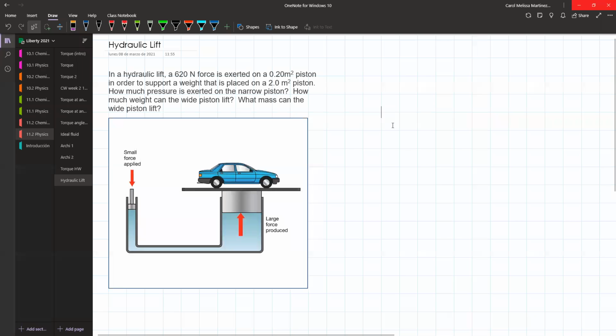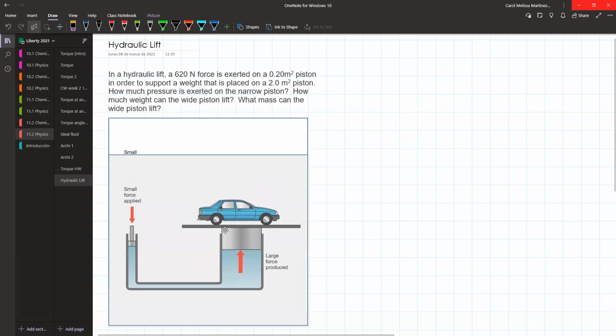In a hydraulic lift, 620 Newton force is exerted on a 0.2 meter square piston in order to support a weight that is placed on a 2 meter square piston. How much pressure is exerted on the narrow piston? How much weight can the wide piston lift? And what mass can the wide piston lift?